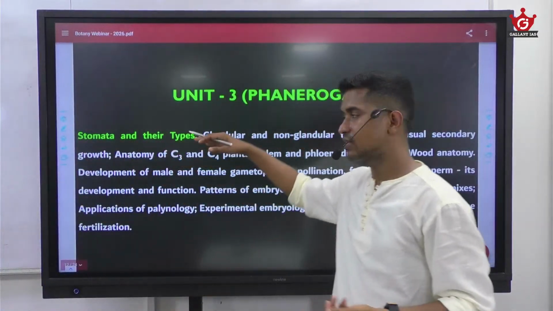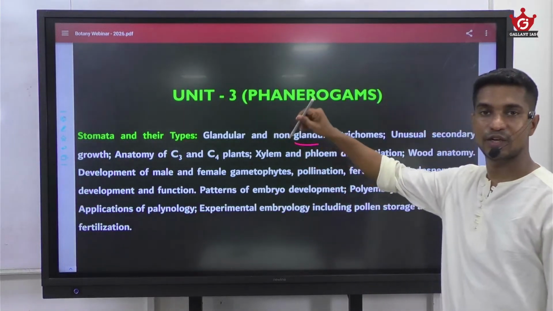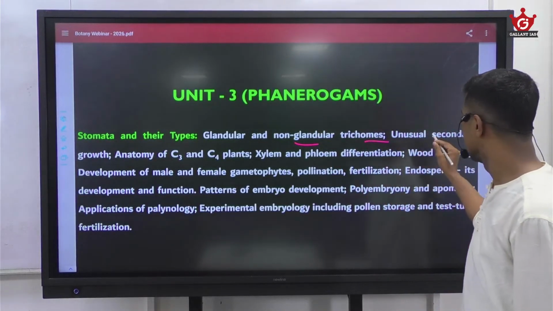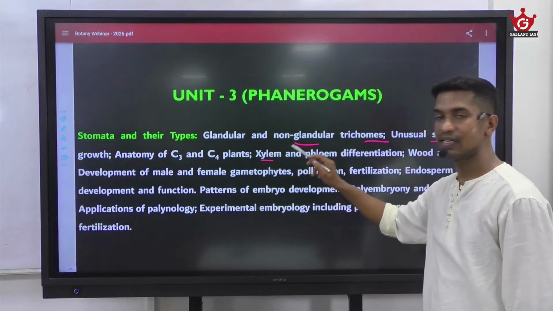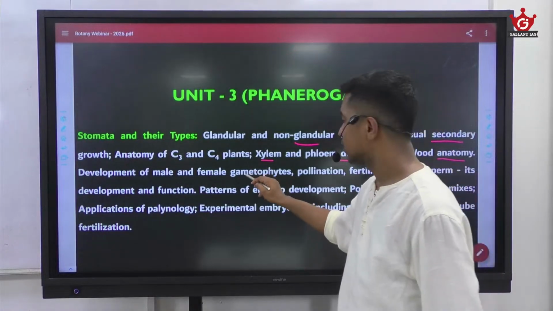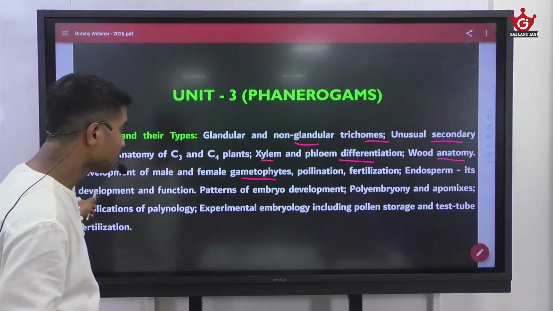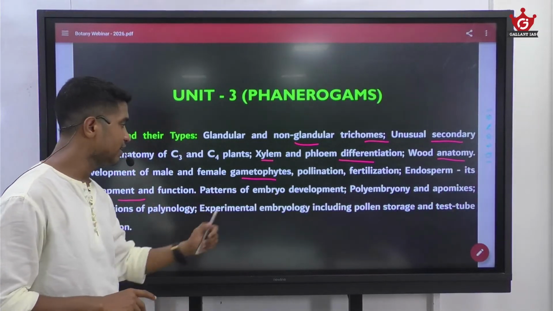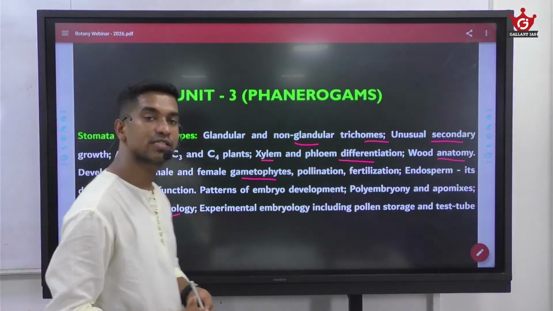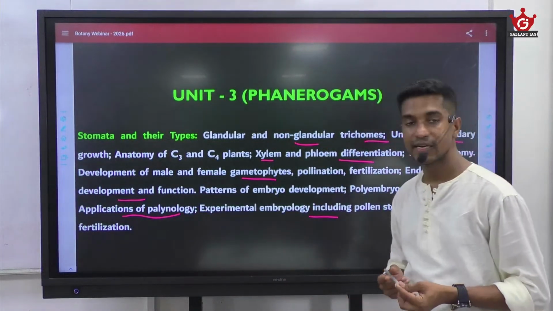And the fourth subdivision of unit 3 covers stomata and their types. The topics mentioned under this subheading are glandular and non-glandular trichomes, unusual secondary growth, anatomy of C3 and C4 plants, xylem and phloem differentiation, wood anatomy, development of male and female gametophytes, pollination, fertilization, endosperm, its development and function, patterns of embryo development, polyembryony and apomixis, applications of palynology, experimental embryology including pollen storage and test tube fertilization.